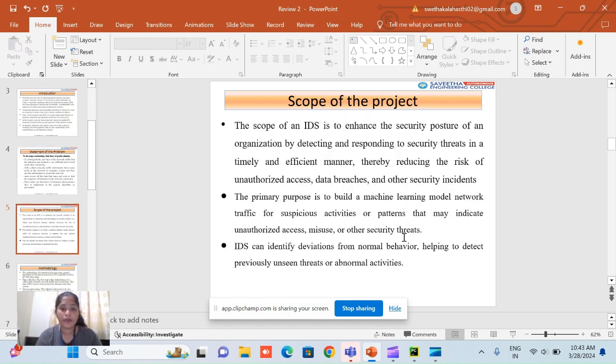And now, the scope. The primary purpose is to build a machine learning model to detect network traffic for suspicious activities and patterns that may come from unauthorized access and other threats also. IDS can identify deviations from normal behavior, helping to detect previously unseen threats and abnormal activities.